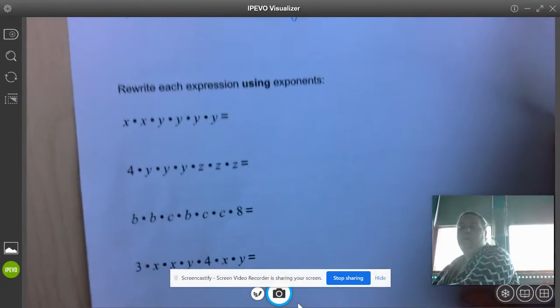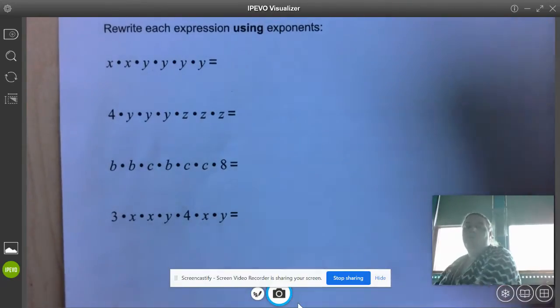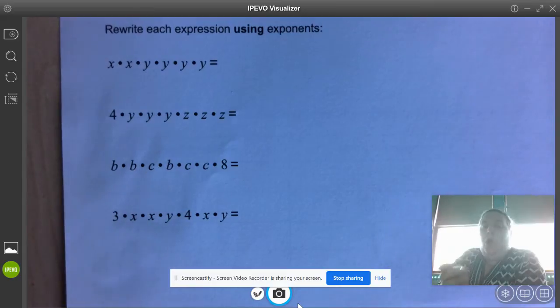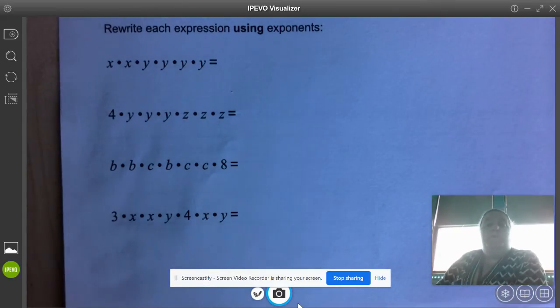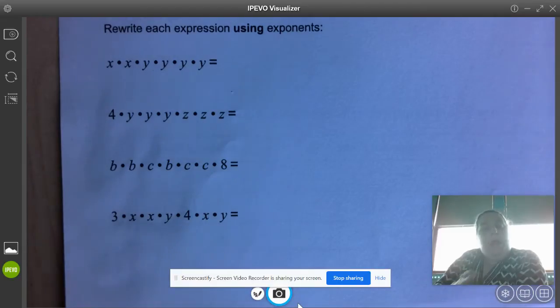All right, and in this second part, you're going to take the expanded form and you're going to write it with exponents. Be careful as you're looking through, it might not be in the correct order. When you have a coefficient, that coefficient should always come first. So a coefficient would be just a number by itself. Go ahead and pause the video, try this, and then come back and check your work.